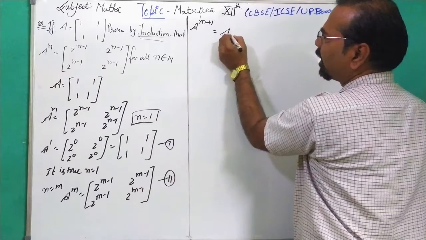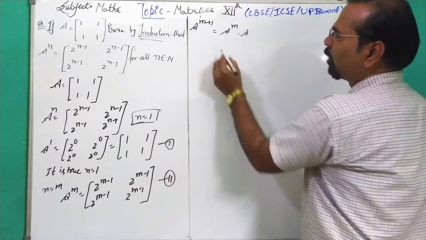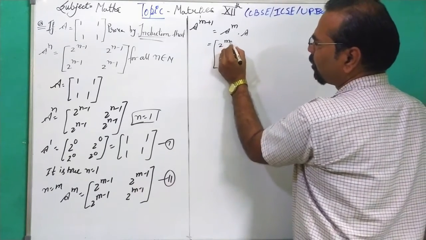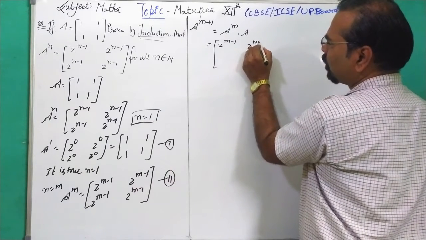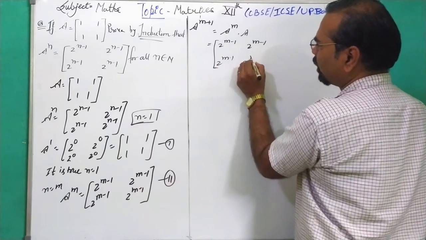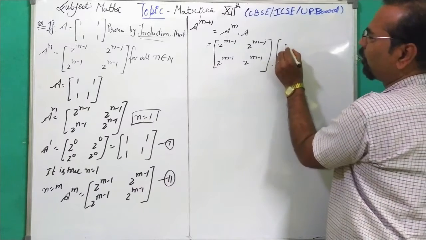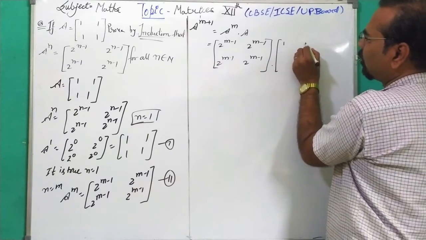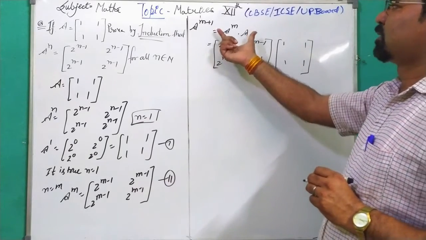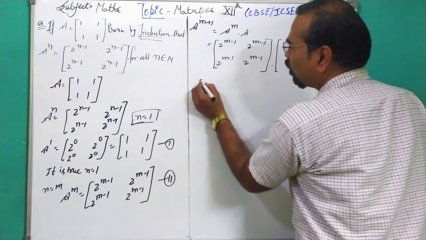So now we write A to the power m plus 1 as A to the power m times A. The value of A to the power m is [2^(m-1) 2^(m-1); 2^(m-1) 2^(m-1)], and the value of A is [1 1; 1 1]. Both are matrices, so we have to do the multiplication. How do we solve that?